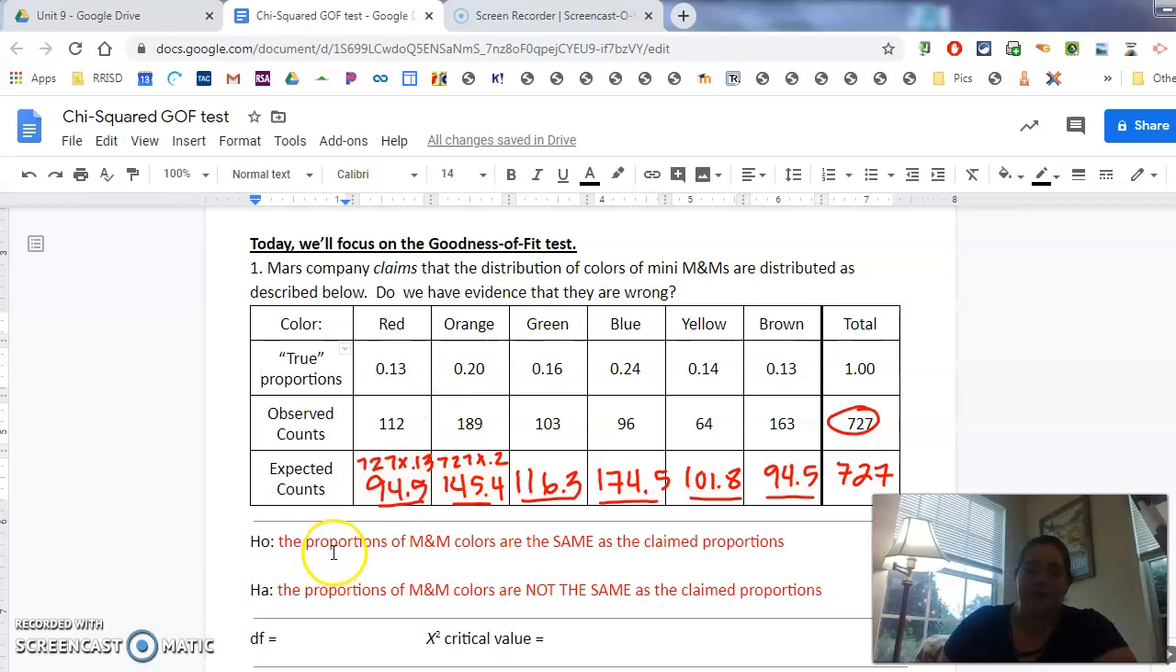So those are hypothesis statements. Always, always, always think about those. Even if they don't ask you a direct question about it, you need to know what your hypothesis statements are, so when you write your conclusion later, you're making the right conclusion.